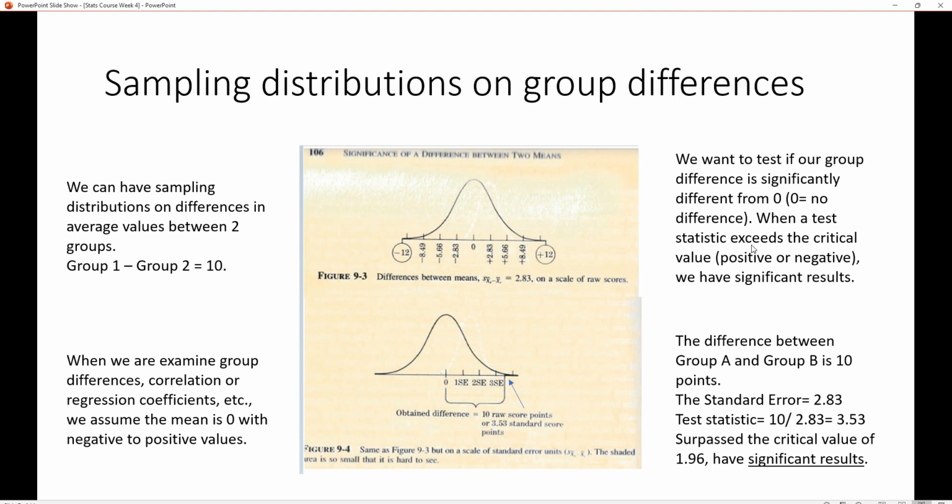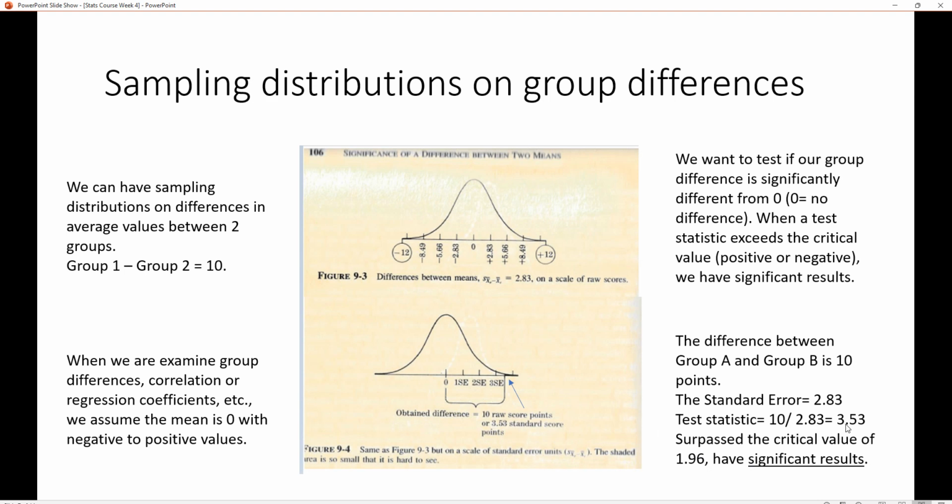But when a test statistic, positive or negative, exceeds the critical value, we have significant results. The difference between group A and group B is 10 points in this example. We know the standard error is 2.83, so we calculate this test statistic as the group difference of 10 divided by the standard error of 2.83, and that equals 3.53. This surpasses the critical value of 1.96. In other words, we have significant results.